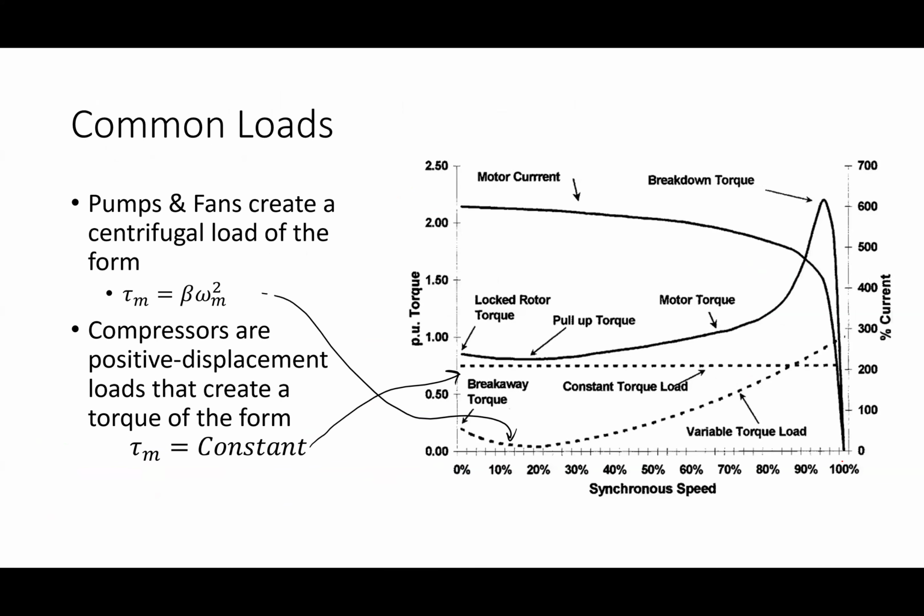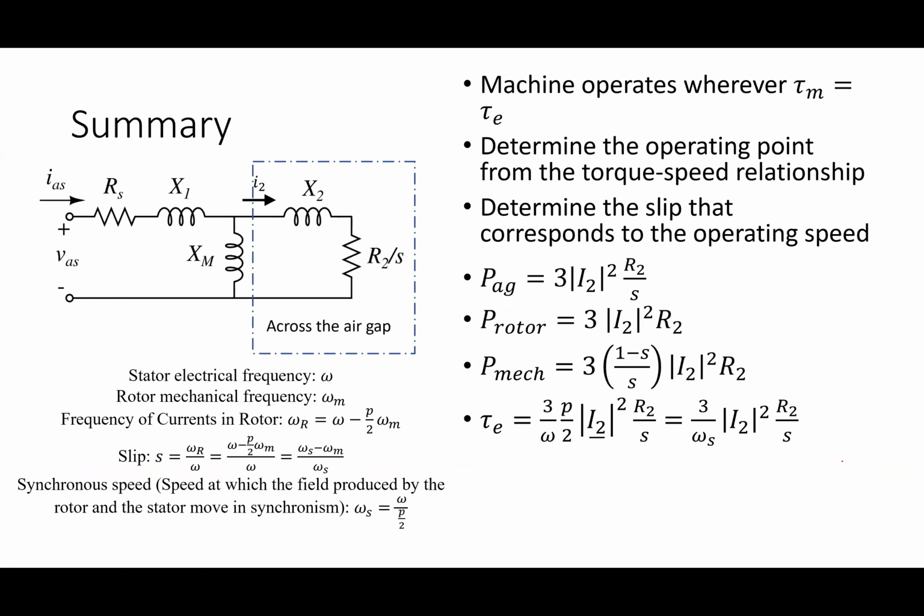Last time I went through and summarized all of the key results for the machine. Here is a summary; that's the circuit model. We talked about the power across the air gap. This is the secondary side of the machine, the secondary of the transformer, on the rotor side. We said that the power across the air gap is how much power gets into that R2 over S resistor.